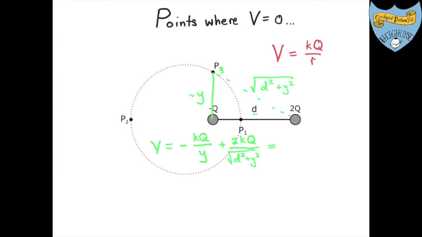And the potential adds up to zero, because that's the whole premise of this question, is that we are finding points where the potential is zero. All right, now, again, pause me, see if you can figure out what to do with the algebra, and then resume once you think you've got it.